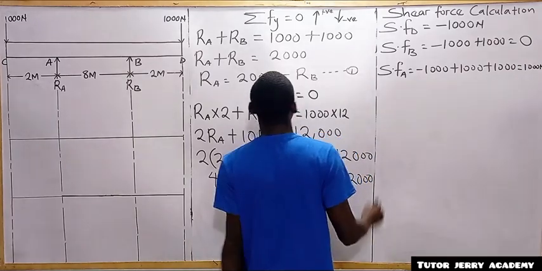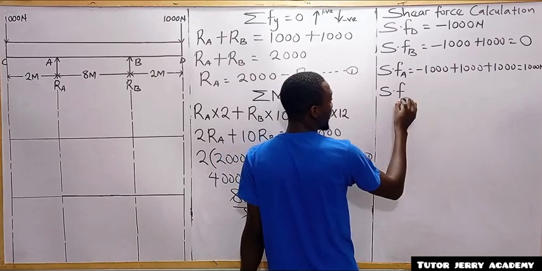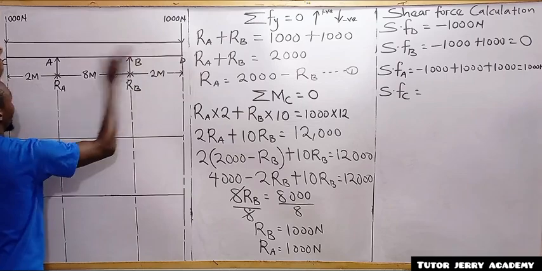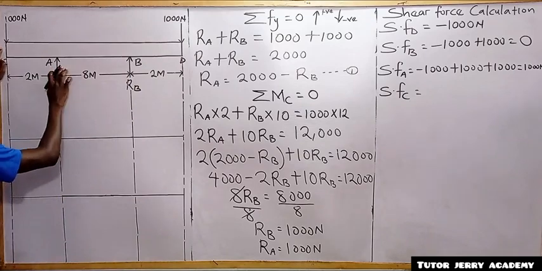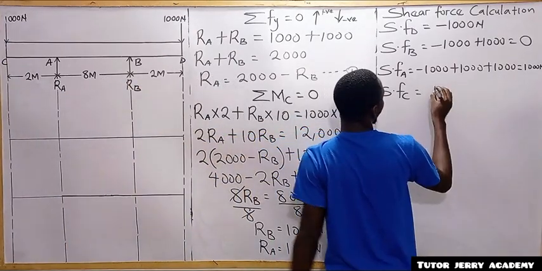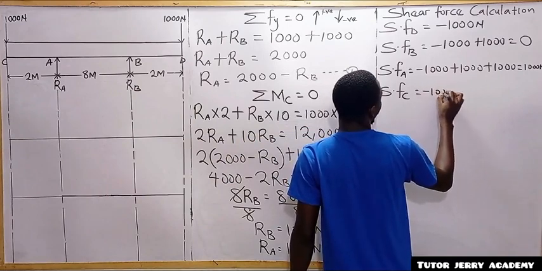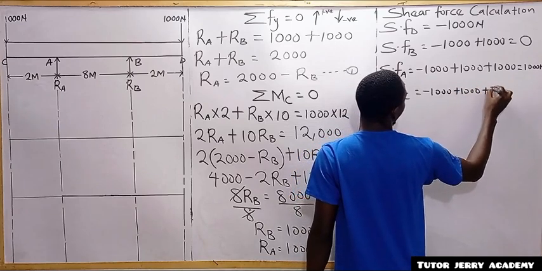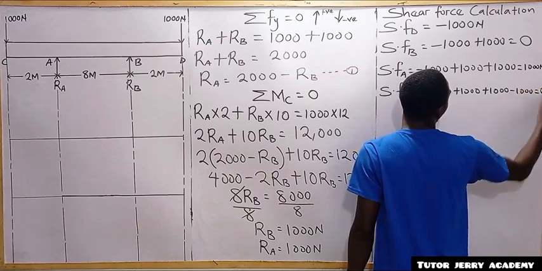All right. So the shear force at point C. If you stand at point C, you add all these forces together. If you add this, it's going to be 0. Add this, it is going to be 1000. So by the time we do that, we are going to have minus 1000 plus 1000, then plus 1000 again, then minus 1000. So this will give us 0 Newton.